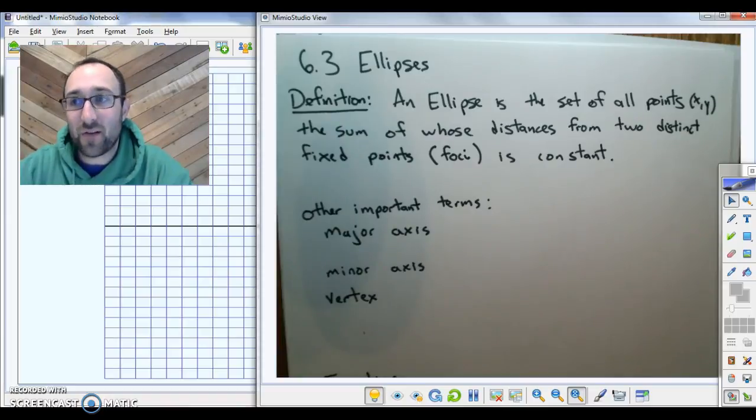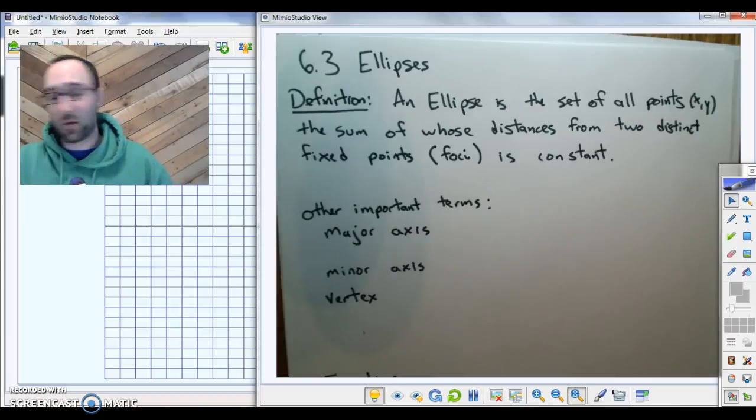An ellipse is the set of all points (x, y), the sum of whose distances to two distinct fixed points, called foci, is constant. Notice how foci is actually the plural version of focus. We don't just have one focus now, we've got two. So here's kind of what it looks like.